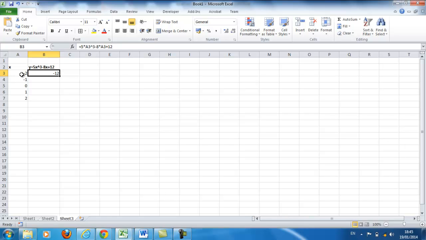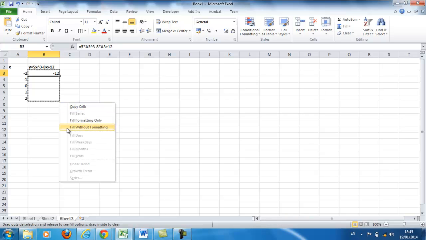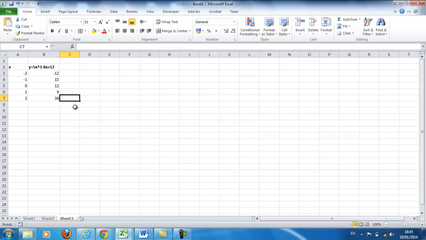So this gives us our first x and y coordinate values, minus 2, minus 12. So basically what we want to do is do the same for the other four values. For the second one, instead of minus 2, we're subbing in minus 1. So it becomes 5 times minus 1 cubed minus 8 times minus 1 plus 12, and so on. But we can use autofill for this, so we can just drag down with the right mouse button and fill without formatting, and that should give us the corresponding values.